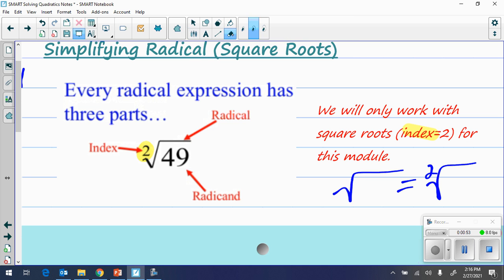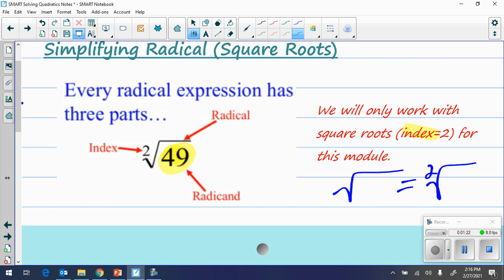And then this part here, the thing you are taking the root of, is called the radicand. So I'll use that word a lot. What ends up happening when we do our discriminant is we get that number, b squared minus 4ac, and then it becomes part of a square root in our quadratic formula. So that's why it is important for us to be able to simplify it down.